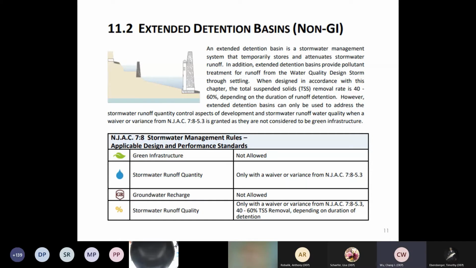And under that circumstance, the extended detention basin may be used for quality and quantity as they do not meet the definition of GI.